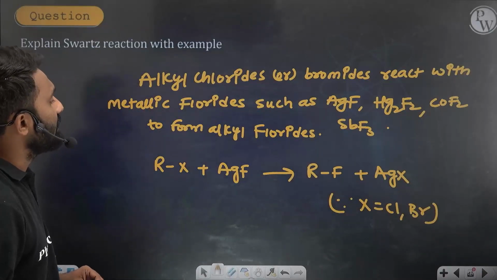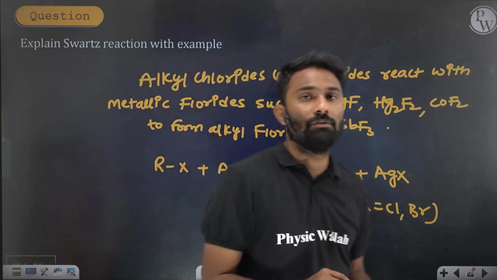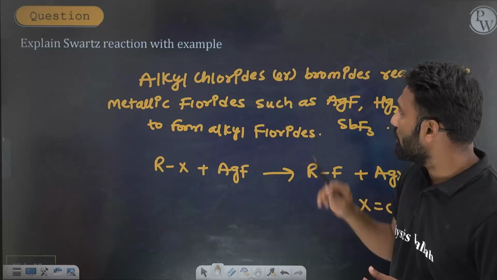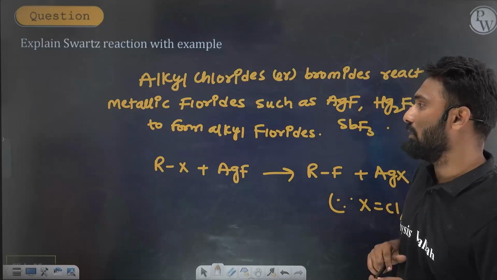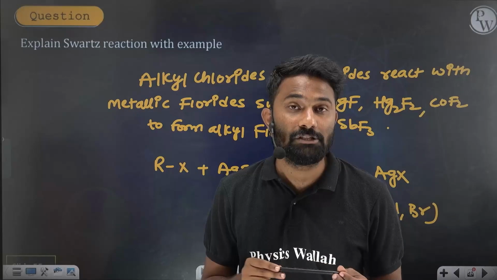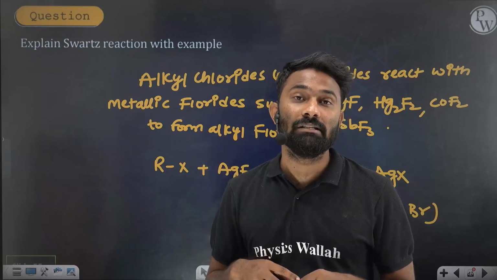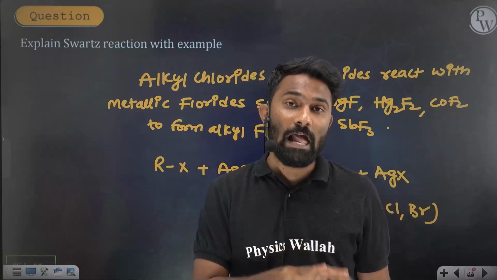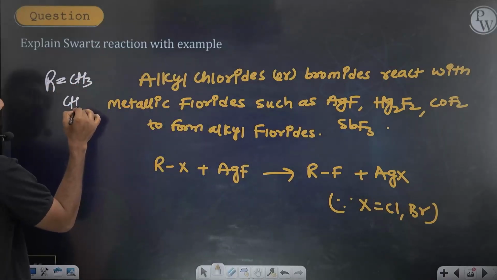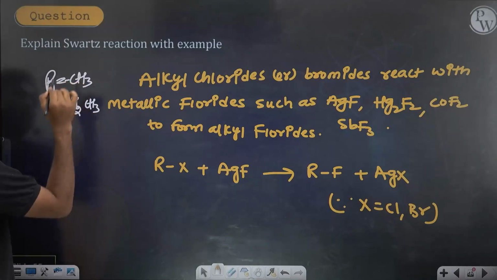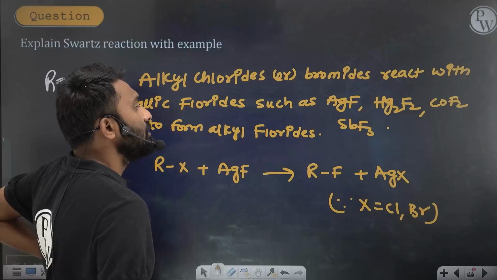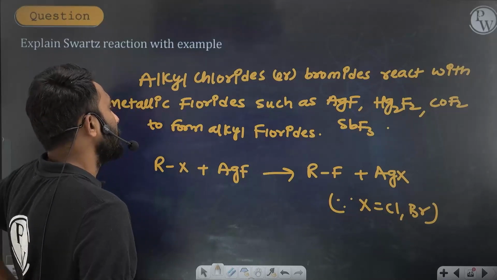Explain the Swarts reaction with an example. Now what is the meaning of the Swarts reaction? In the Swarts reaction, alkyl chlorides or bromides react with metallic fluorides. Metallic fluorides means fluoride is attached to the metal. Alkyl chlorides and alkyl bromides mean chlorides and bromides are attached to the alkyl group, like R, CH3 or C2H5. Clear? Now here alkyl bromides react with metallic fluorides such as AgF, Hg2F2, CoF2 to form the alkyl fluorides.